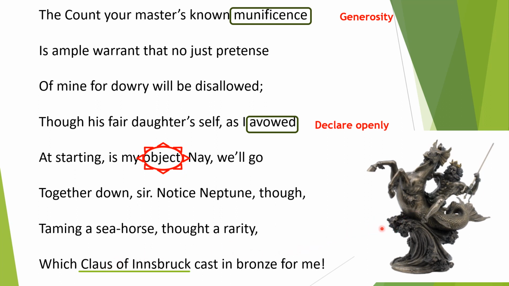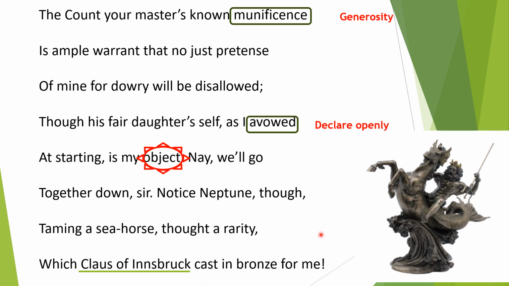And who do you think is the sculptor? It is Claus of Innsbruck. This is the person who has cast in bronze for me. Bronze is the metal, you know very well, the yellow color metal. In bronze, he cast only for me. So here you can see how he's bragging about his wealth. So indirectly he's warning the envoy also, be very careful. How I know how to tame the wild things.